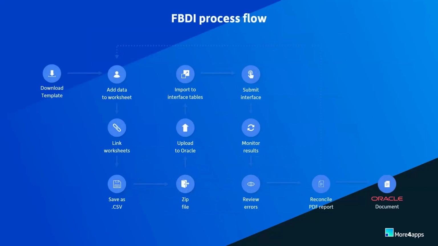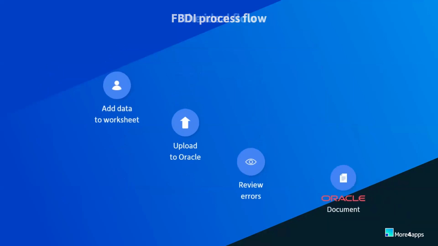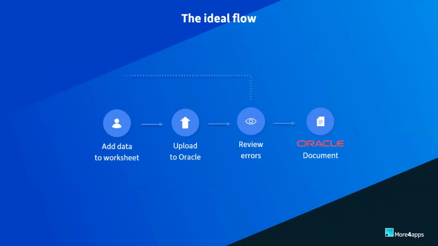So how do we make things better? Well, let's consider this process flow again. What's the ideal process? What steps do we really need? Well, we need to put the data in the spreadsheet. That's a non-negotiable. We need to do an upload to Oracle, and we need to review our results. That's it, really. All those other steps we'd rather do without. They're just there because of the way that FBDI works. If we take them out, we get closer to what we're really after.